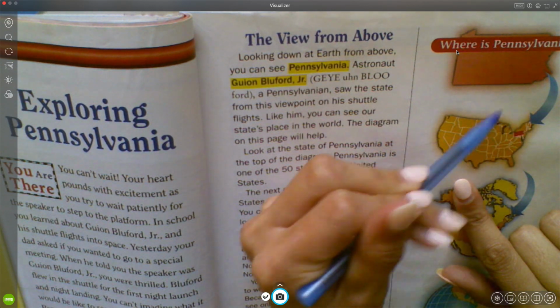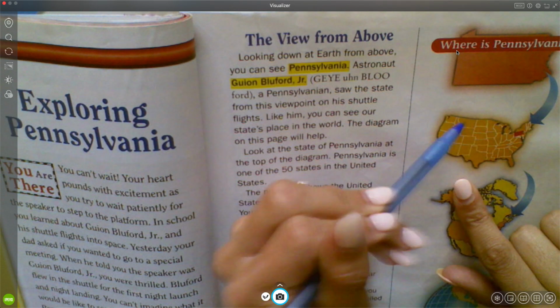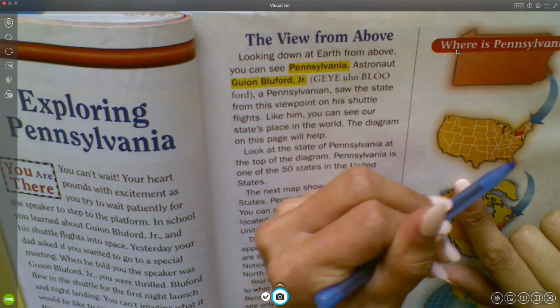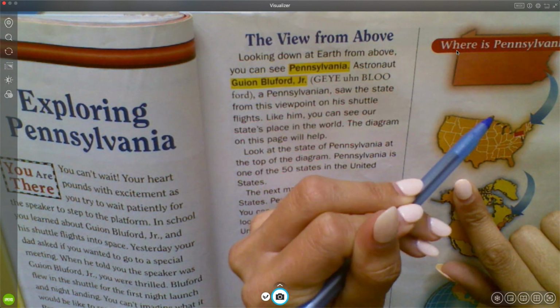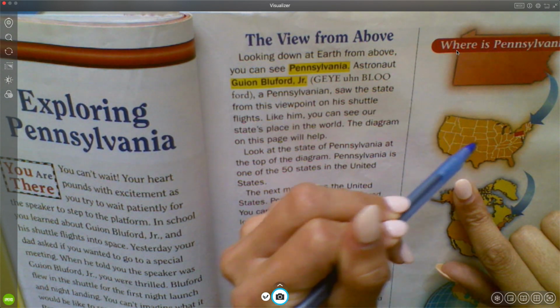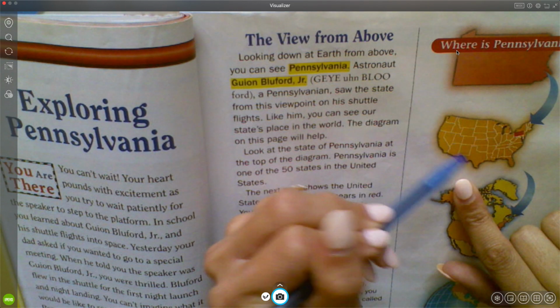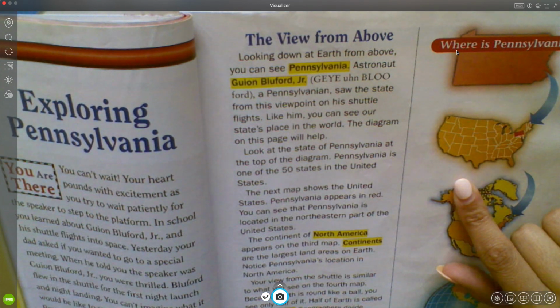So that's why it's in the northeastern part of the United States. This would be the southeast over here. This would be the southwest over here. This would be the northwest over here. And then we have kind of central United States, which is just in the middle. But Pennsylvania is in the northeast.